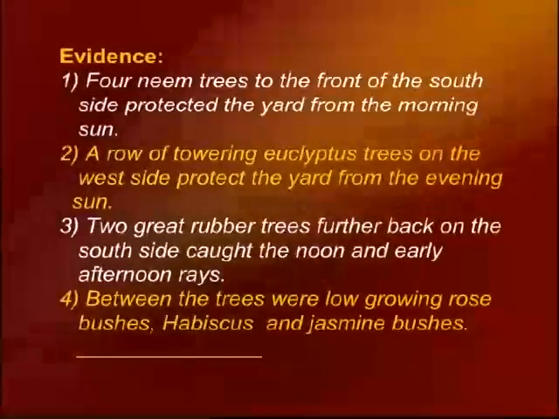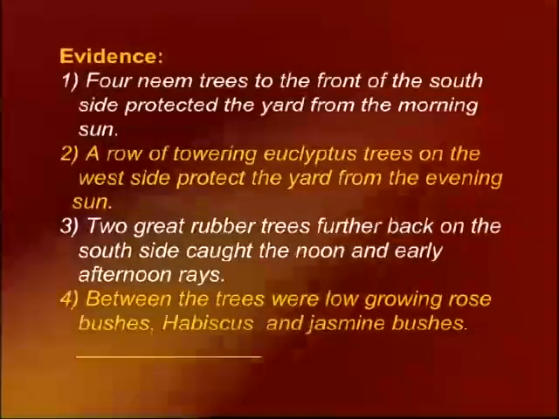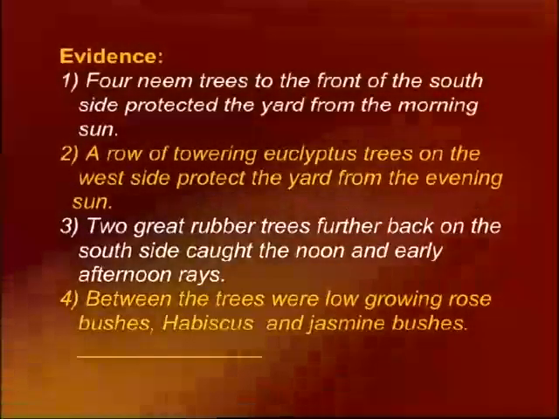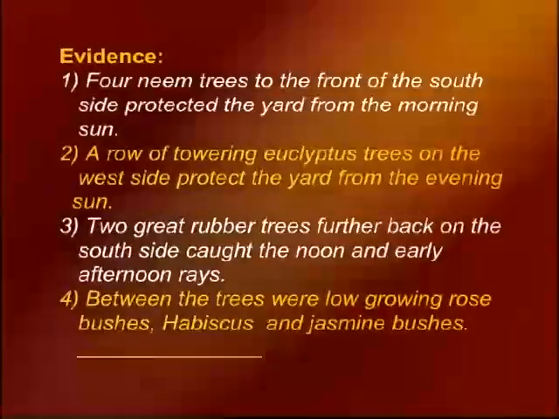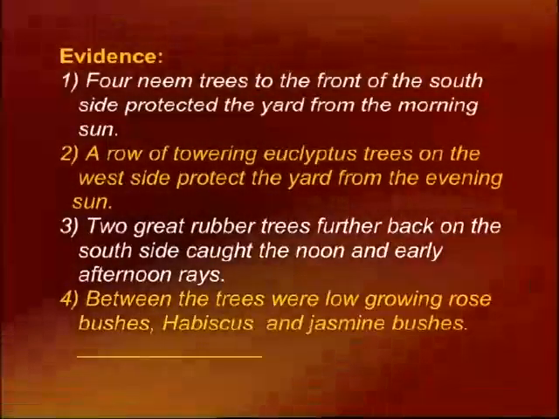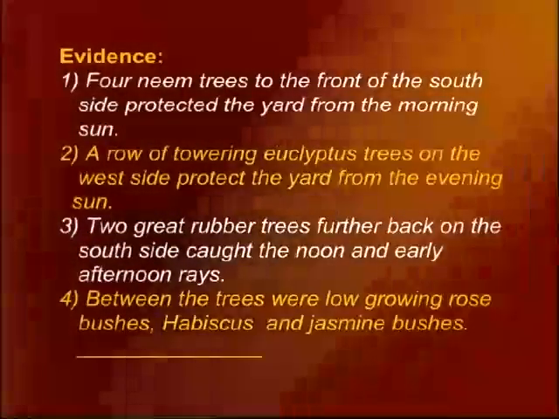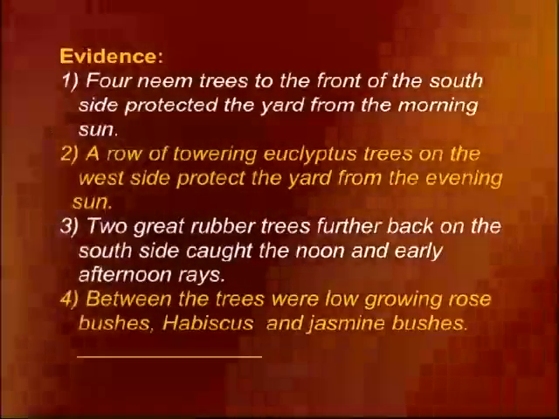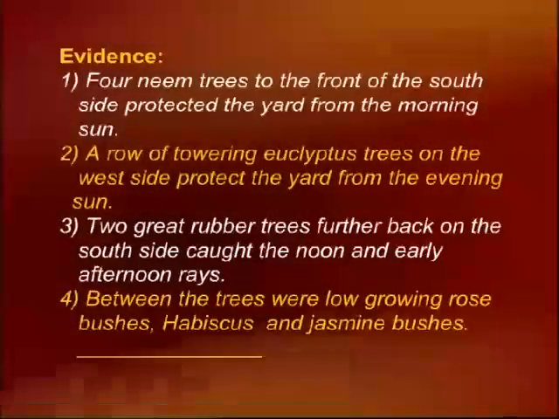And then sentence number 3 is about rubber trees which are again on the back side, on the south side, right? And they protect the place from the afternoon and the noon rays. Sentence number 4, the evidence which is in number 4 is about, between the trees were low-growing rose bushes, hibiscus and jasmine bushes. Now, is this evidence? Now, this evidence does not support the conclusion.